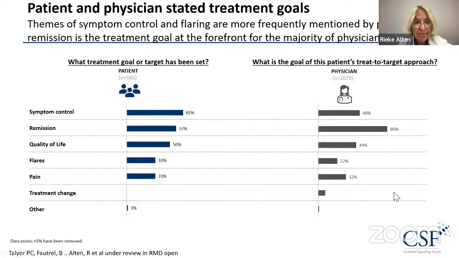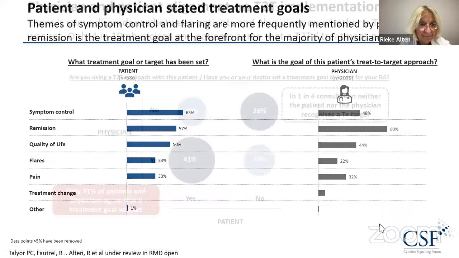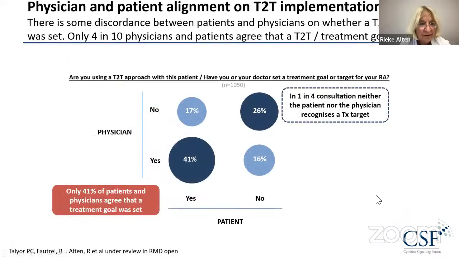So we move forward and we can see... Only 41% of the patients and physicians agree that a treatment goal was set. In 1 of 4 consultations, neither the patient nor the physician recognized a treatment target, and these results are not very encouraging. Let's move forward.